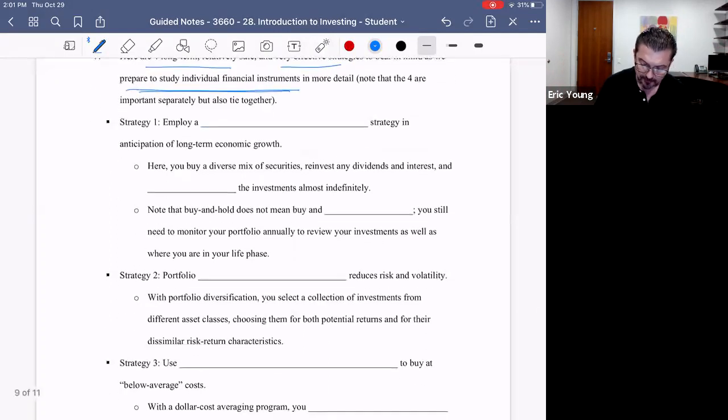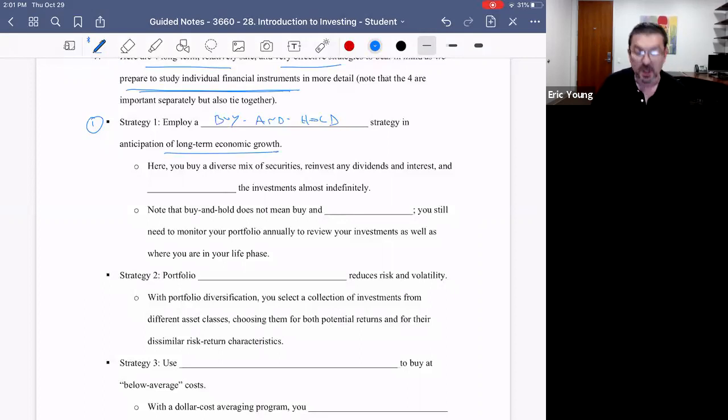Note again that the 4 strategies I'm going to give you, they are separate, but they do tie together. So what are ways that you can look at your long-term financial future? What's a foundational framework for you? How about strategy 1? Employ what is known as a buy and hold strategy in anticipation of America's long-term economic growth.